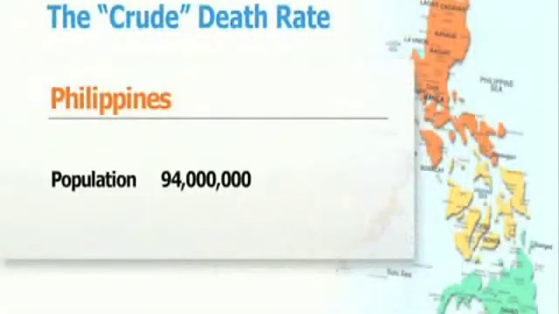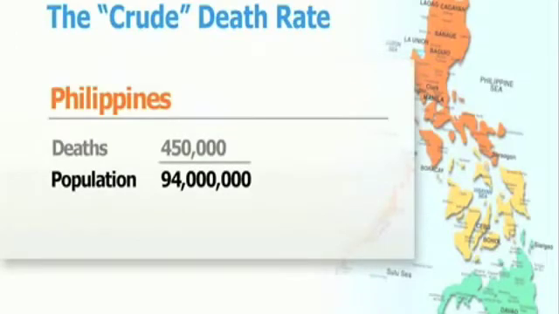So what we see is developing countries, many and certainly not all, who have health conditions that are somewhat similar to the richer countries. One important measure in demography is the crude death rate, or the number of deaths per 1,000 population. If you remember last time, we talked about the crude birth rate, which is the number of births per 1,000 population. This is the other side. So if we note here in the Philippines, a country of about 94 million, in a recent year there were about 450,000 deaths, which works out to about 5 deaths per 1,000 population.